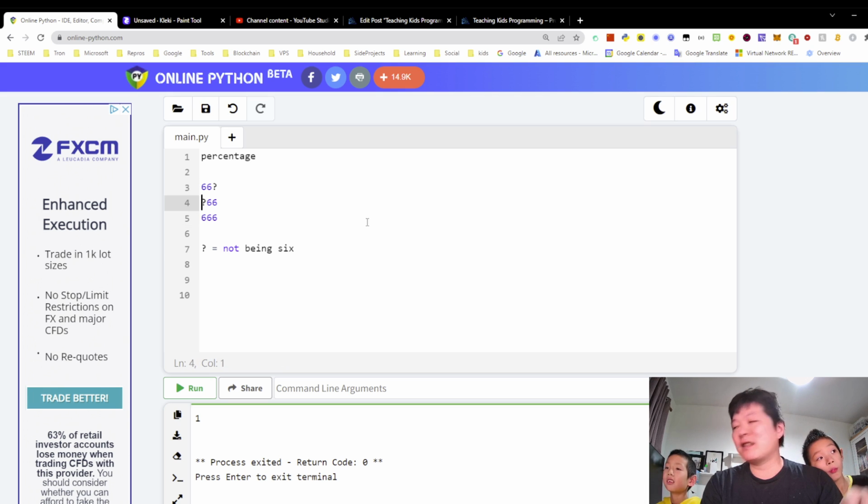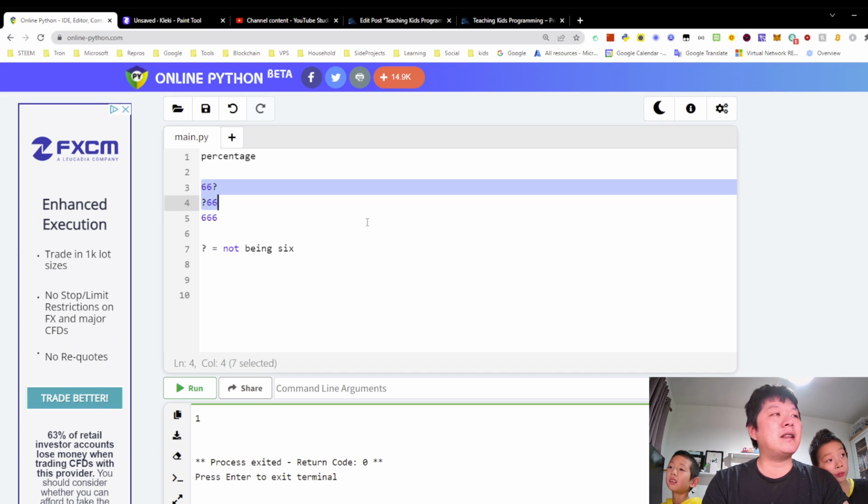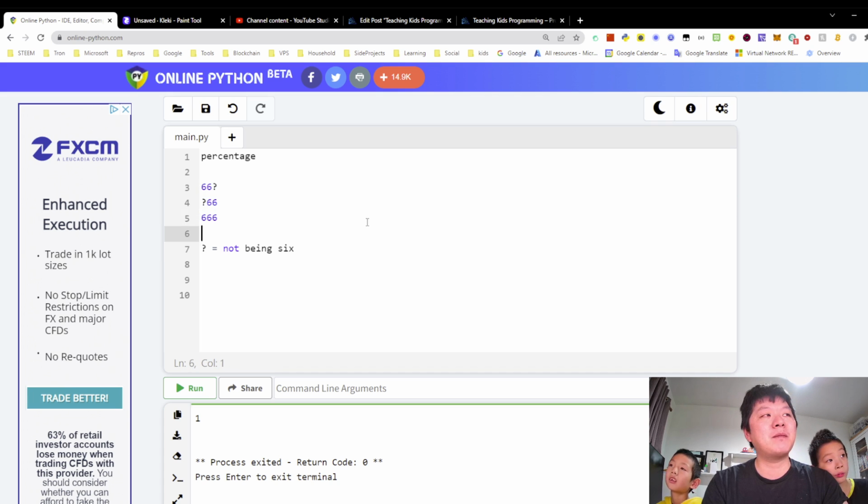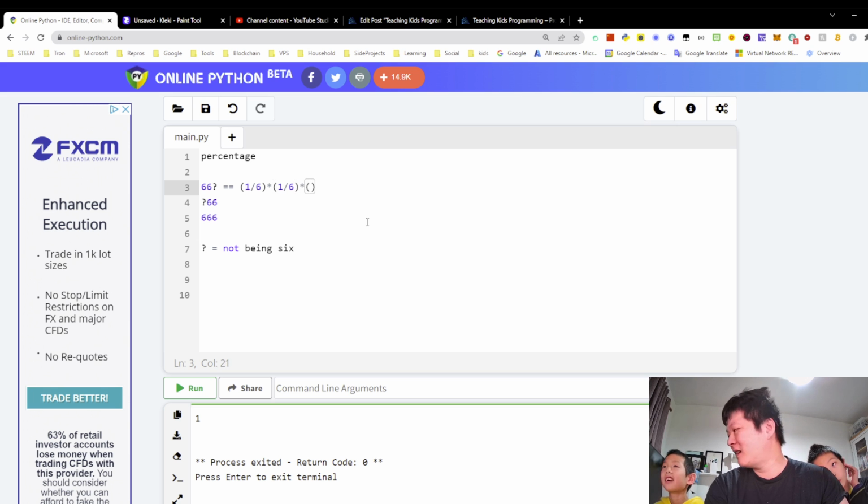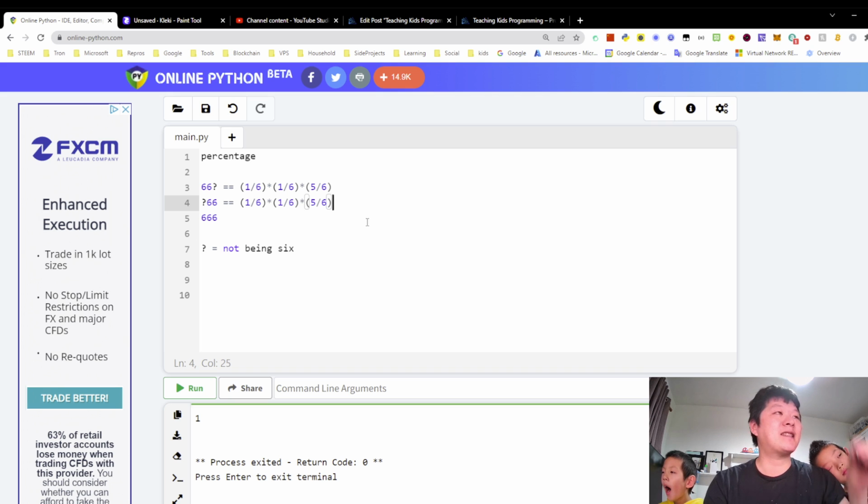So what's the probability? Look, are these two the same, the probability of being something 6 6 or 6 6 something? What's the probability of rolling two sixes, the first 6 and second 6? As we said, 1 over 6 times 1 over 6. And then the probability of the third one not being 6 is 5 over 6. This one is the same: the odds of the second and the third one being 6 is the same as the first and the second one being 6.